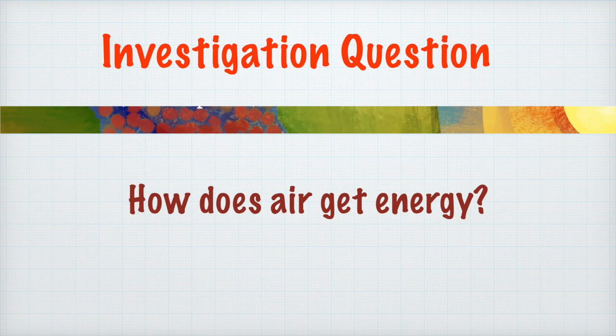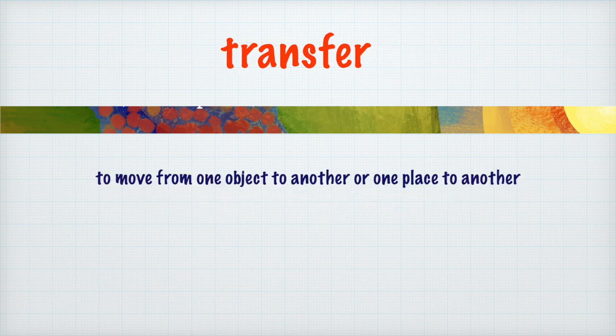And what we're trying to focus on is how does air get energy? Now, I've already preset 2 claims to kind of guide you into the direction of what I'm trying to get at. So we know that if air is getting energy, it has to be transferred because it can't be created or destroyed, so it has to be moved. And the word transfer, which we've been using all year long, is to move from one object to another or one place to another. And on Earth, 90% of our energy originates from the sun. And if we're talking about heat, most of the time we connect it to the sun.